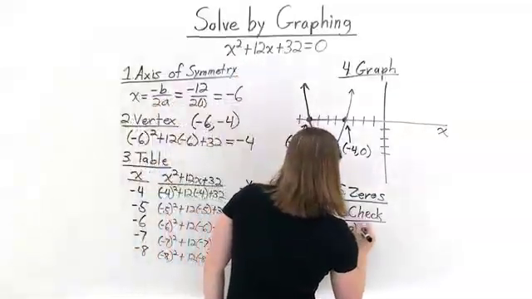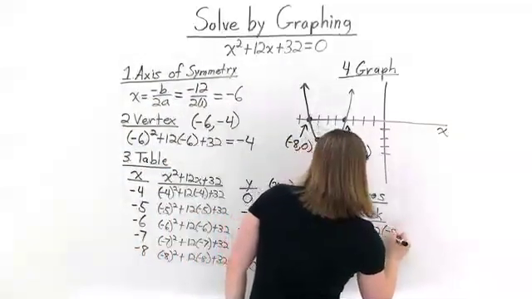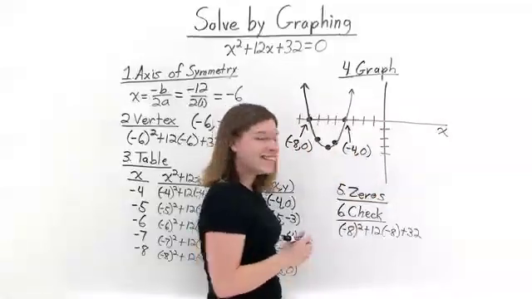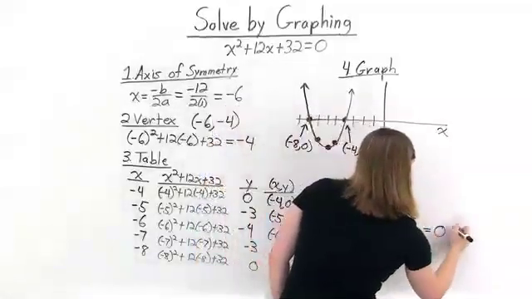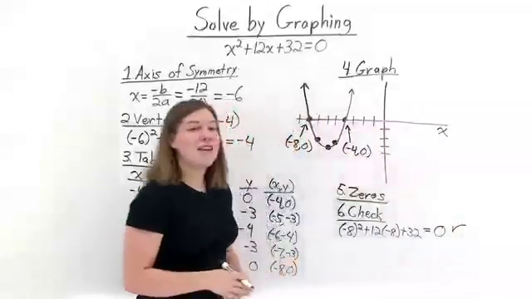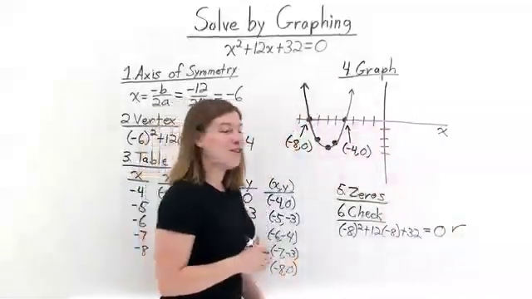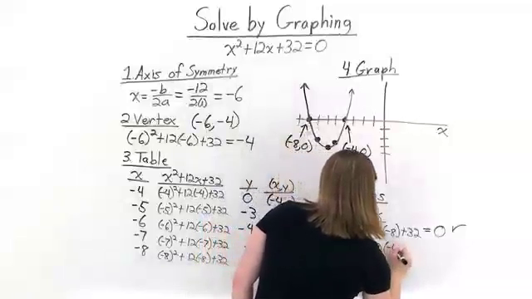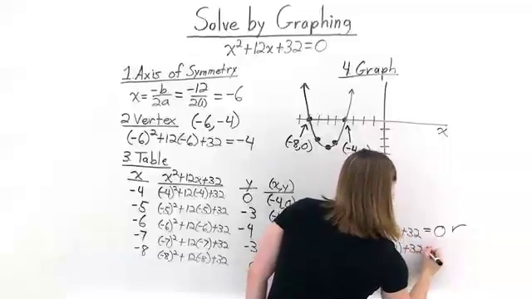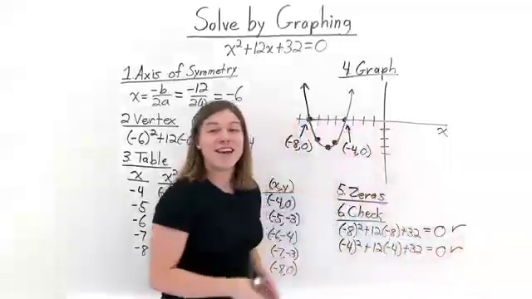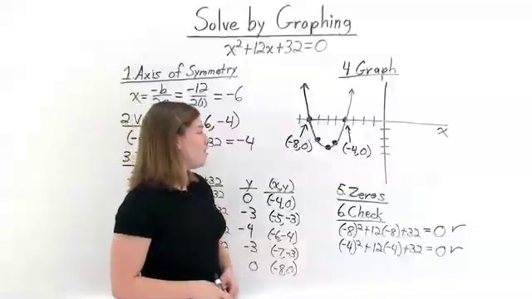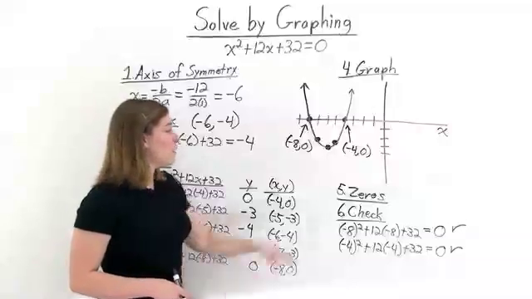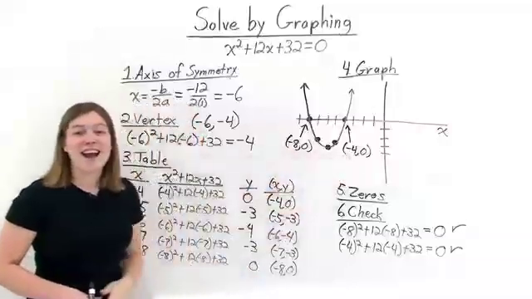We take negative 8 squared plus 12 times negative 8 plus 32. Does that equal 0? Yes, it does. If we plug negative 8 in, we end up getting 0, which means that that's one of our answers. Now let's do the same thing with negative 4. We have negative 4 squared plus 12 times negative 4 plus 32. Simplifying, we get 0 here again, which means that we found our answers. By graphing this parabola, we found that our answers to this problem are x equals negative 8 and x equals negative 4.